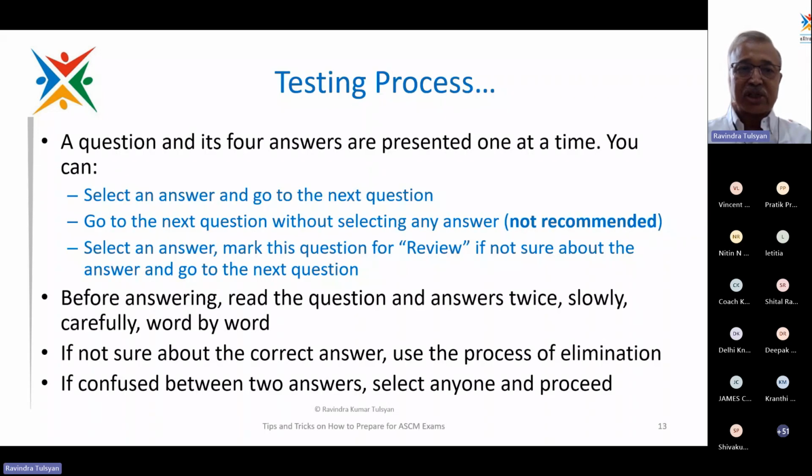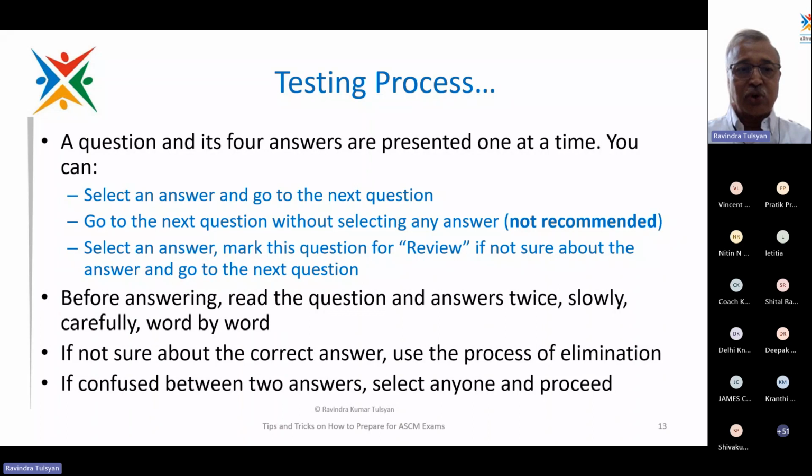Now, how the testing process works. The reason I am covering this is that when you are studying, you should know the exam and the testing process, so that you can properly focus on your study. As you know, every question has 4 answers, and each question is presented one at a time.